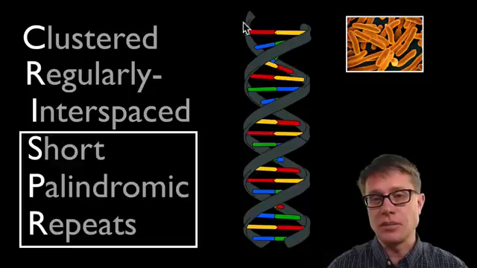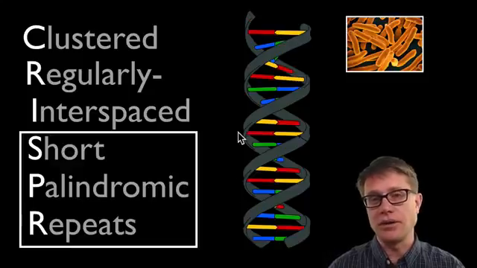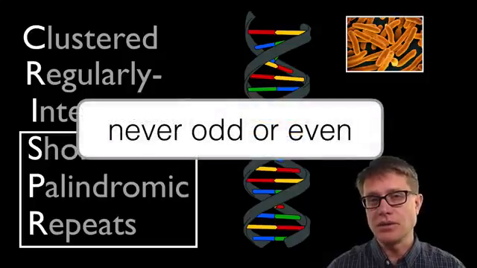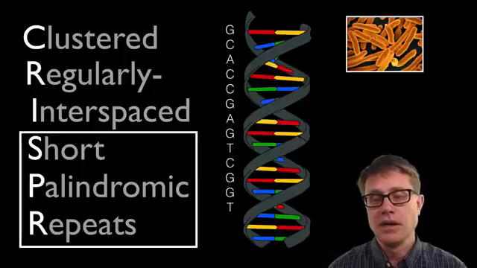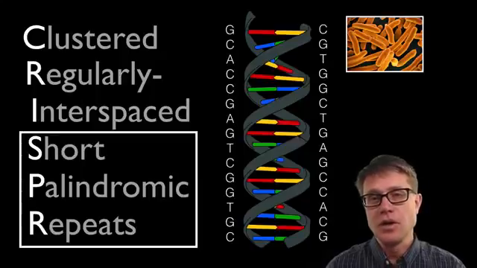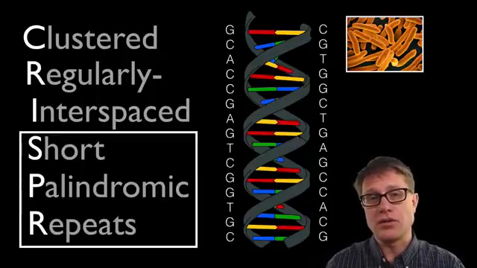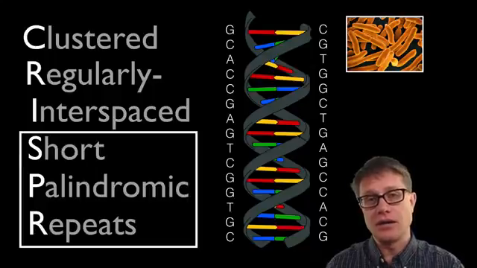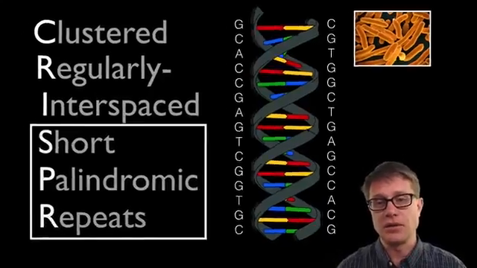These are going to be short segments of DNA, so 20 to 40 letters in length, and they're going to be palindromes. Remember, a palindrome is a sequence of letters that reads the same left to right, like never, odd, or even. The reason why is that when you transcribe that DNA, you make RNA that forms these little hairpin turns. So we've got the repeats.